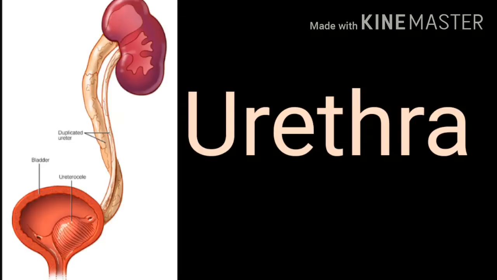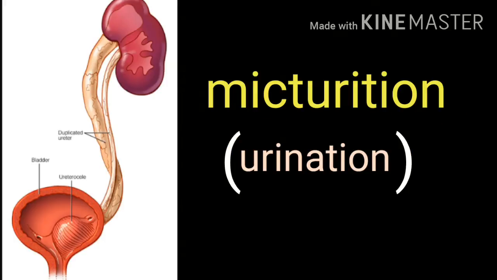Next one, urethra. The urethra is a membranous tube which conducts urine to the outside. Around the urethra, the sphincter muscles are there. They keep the urethra closed and open only at the time of micturition.